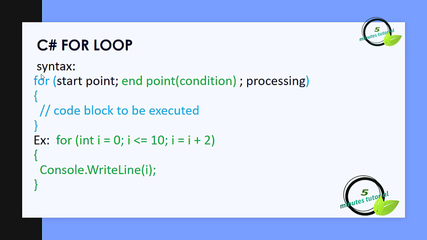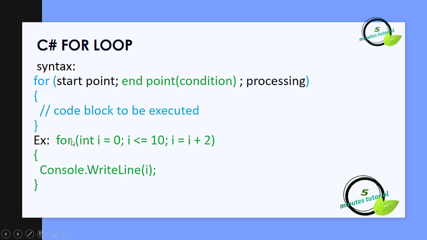In a for loop there are three portions. In the first portion we have to initialize the starting point, then in the middle portion we have to give the ending point or condition, and in the third portion we have to write the processing code. Then in the second bracket we have to write the code. So here is the example of for loop.